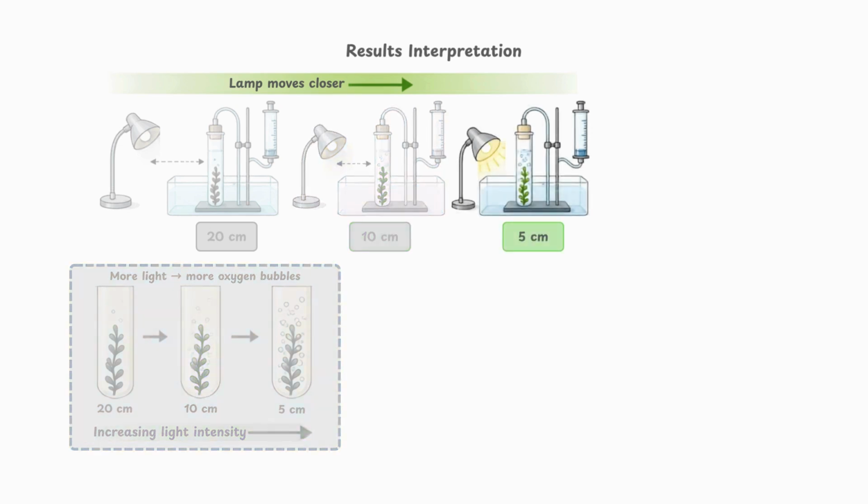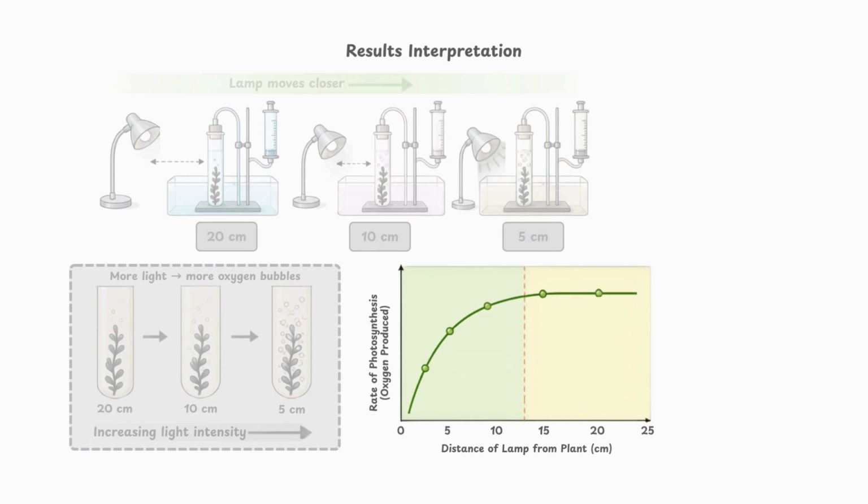At 5 centimeters, the lamp is very close to the plant, so light intensity is even higher. This gives the plant more energy for photosynthesis, so oxygen production increases further. The graph helps us see this pattern more clearly.